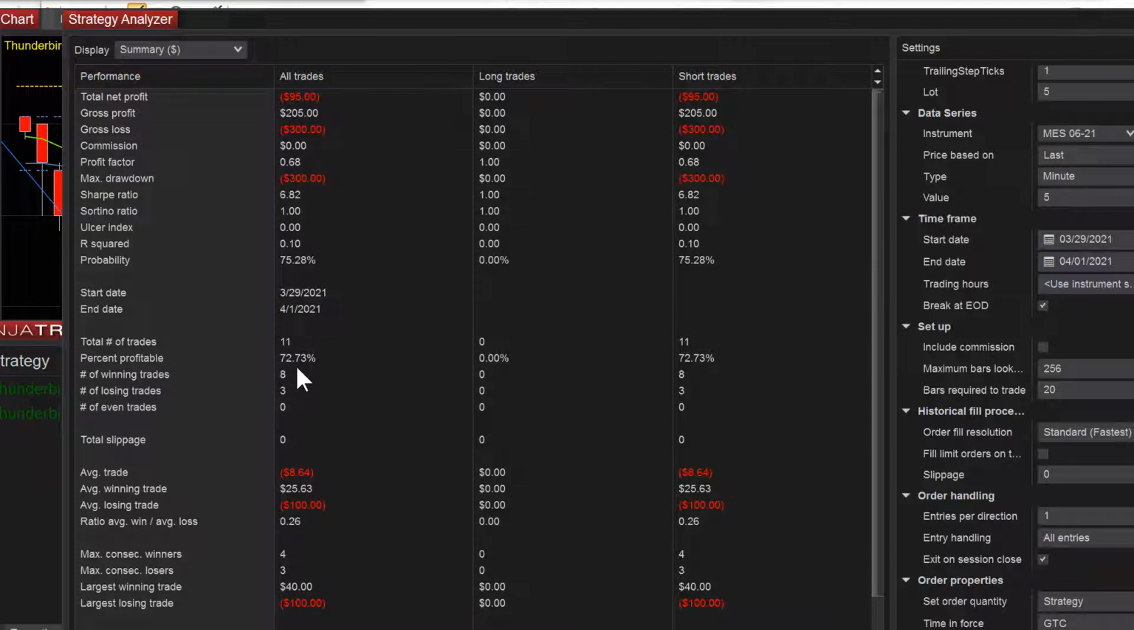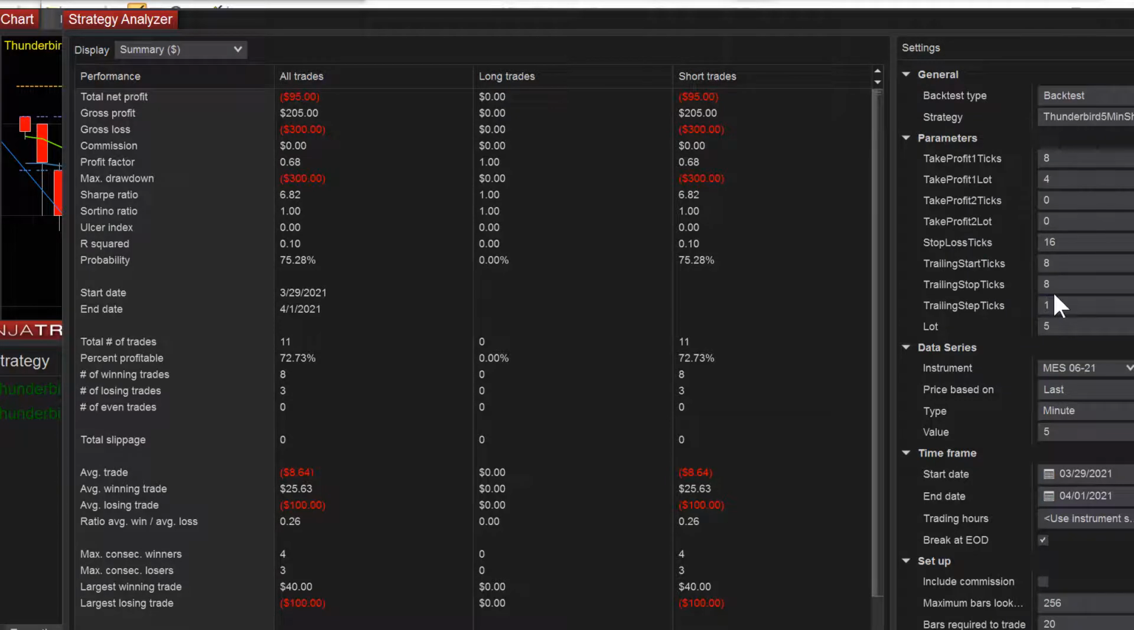72%. It's always in the 70s, which, again, largest losing trade was the 120. Largest winning trade. So let's see if we can adjust that, and how we will fix that. All right, so how many trades did we have? We had 72%.